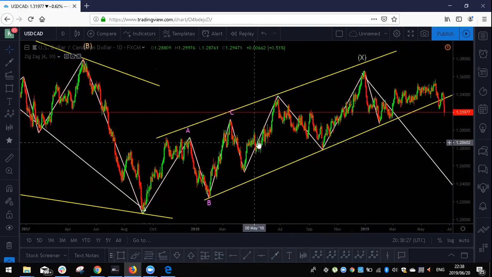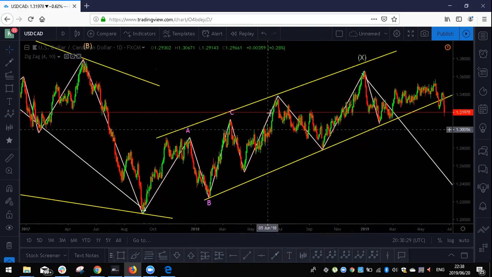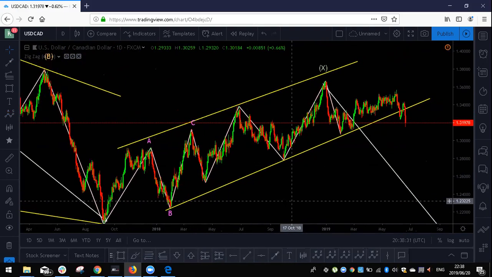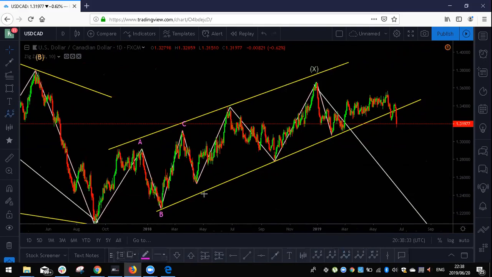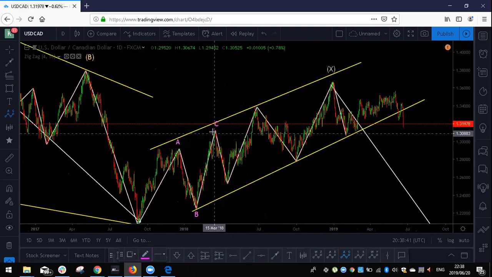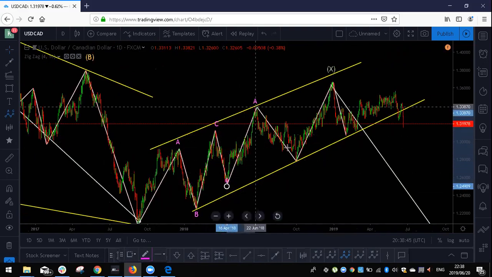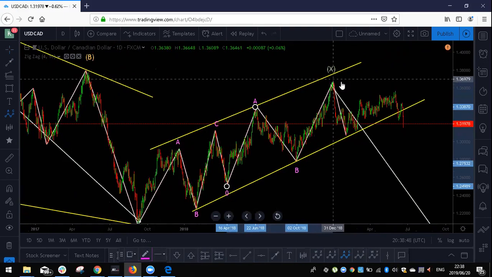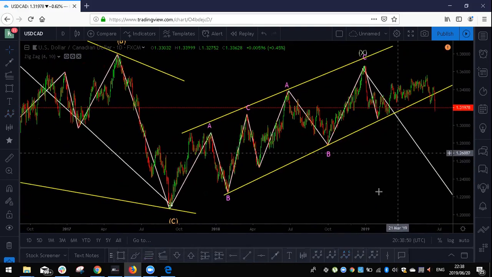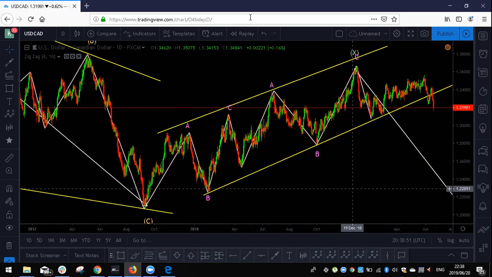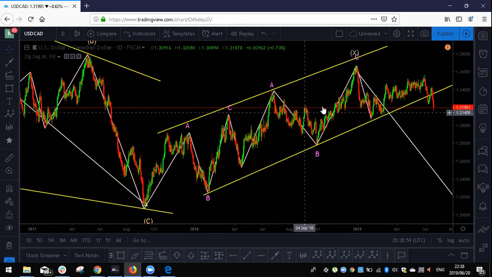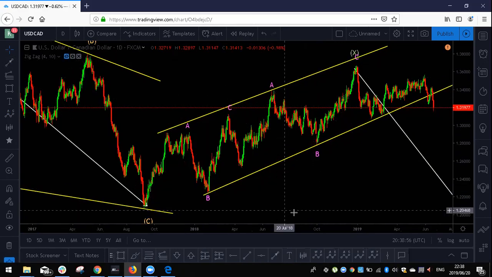This means this is X, because after an ABC, you cannot just have another ABC. You just ignore the move. This is the move we are ignoring. Our ABC is starting there. You see, this is now looking like a running flat. So we can hide our zigzag.